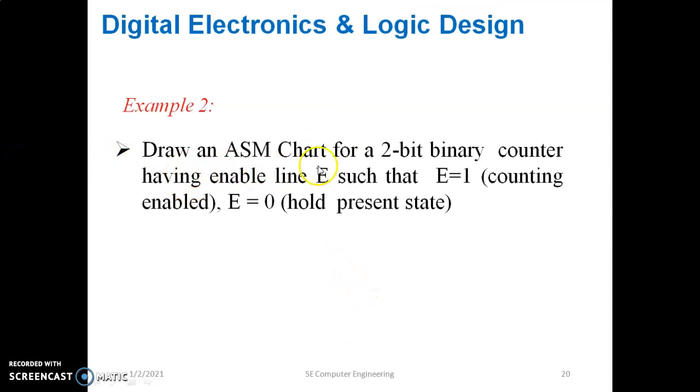Suppose we draw an ASM chart for a 2-bit binary counter having an enable line input E, such that E is equal to 1 when counting is enabled, and when E is equal to 0, the state holds itself, that is, the present state. So when E is equal to 1, the counting is enabled for the 2-bit binary counter, and when E is equal to 0, it holds the same state. That is the problem statement.